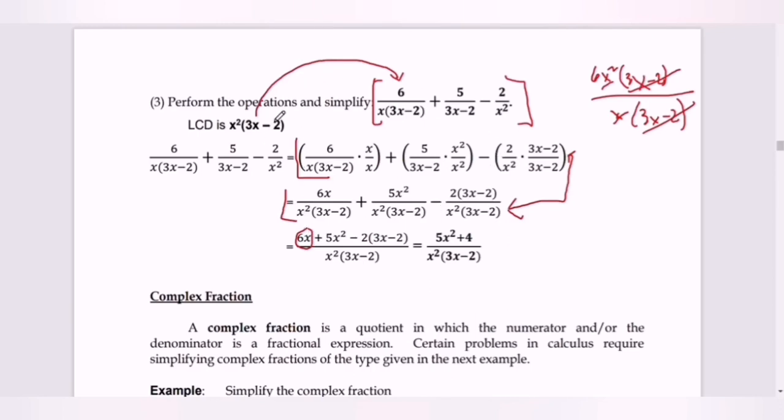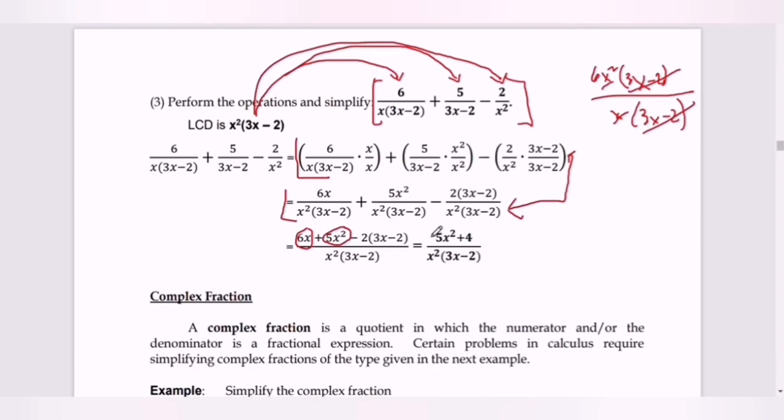So for the second term, x squared times 3x minus 2. Let's multiply. The remaining of this one is 5x squared. So that is the answer, 5x squared. For the last term, x squared times 3x minus 2. The answer for this one, if you multiply, is minus 2 times 3x minus 2, divided also by our LCD. So just recall the topics on this kind of method in simplification of fractions.